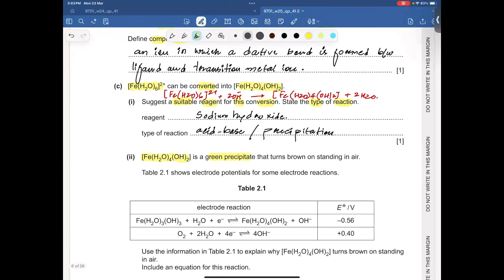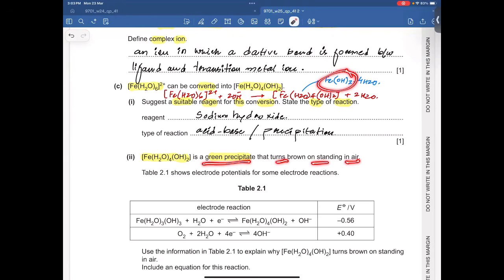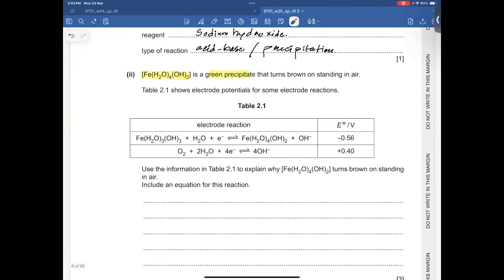By the way, this complex can also be written in this way. Technically it is iron 2 hydroxide, and iron 2 hydroxide is a green precipitate that turns brown on standing in air, and air contains oxygen. Remember that. I think I discussed this with you in class. We have discussed this scenario in the class, not with respect to these electrode potentials, but with respect to the explanation or concept.